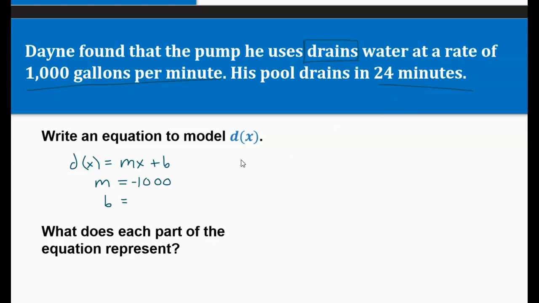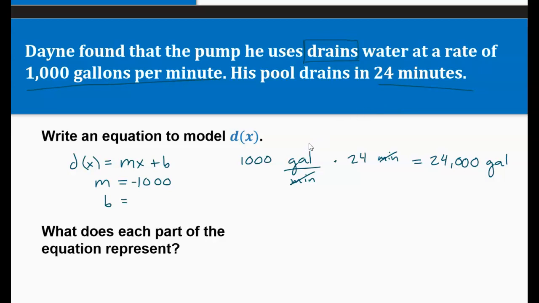Well, let's see what happens if we just multiply them together. We have 1,000 gallons per minute, and I'm going to take my units with me, and I'm going to multiply by 24 minutes. Our minutes units will cancel, and we get 24,000 gallons. Oh, good. Well, that's the right units. We needed gallons to be the size of the pool.